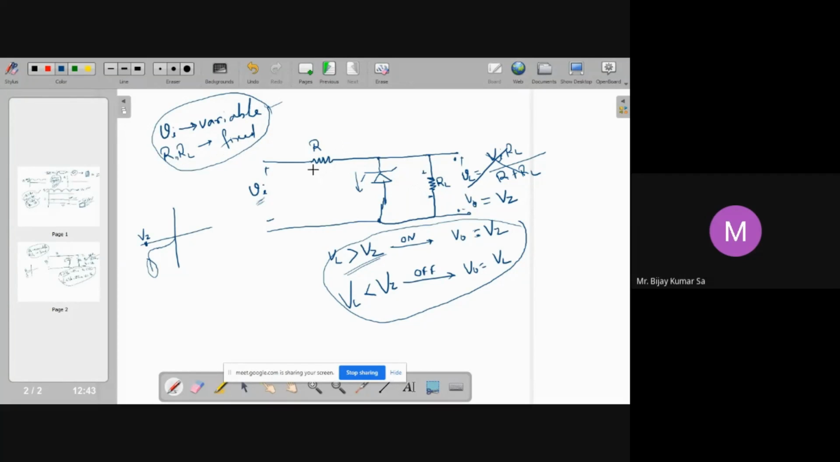This is a current limiting resistance. You should know the significance of this resistance. Why have we placed this? To limit the amount of current that enters into this circuit. So this is a current limiting resistance and this is your load resistance, the resistance of your appliance, and this is of course your zener diode. So this is the configuration of a typical voltage regulator using a zener diode.